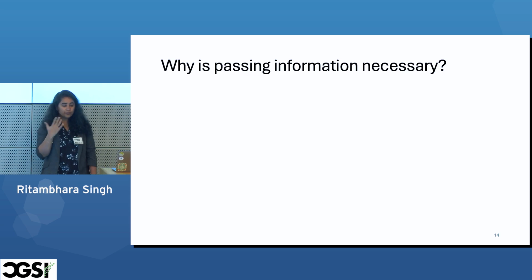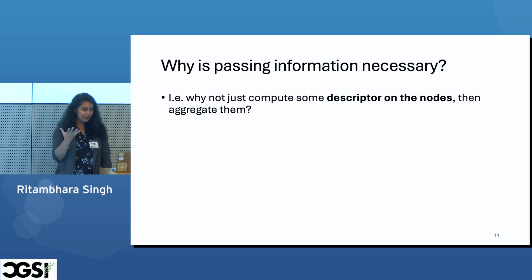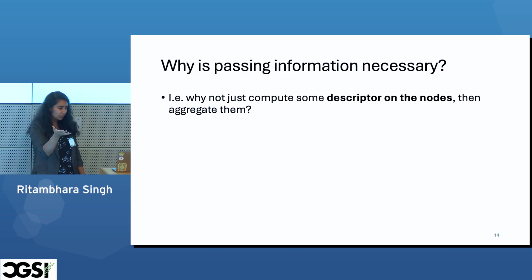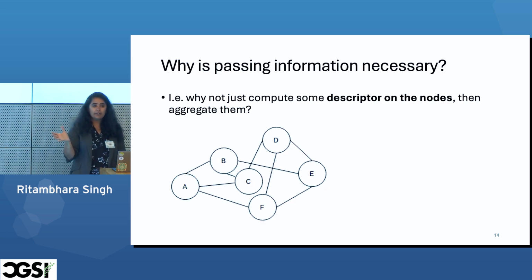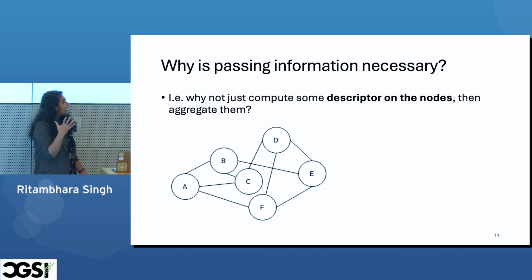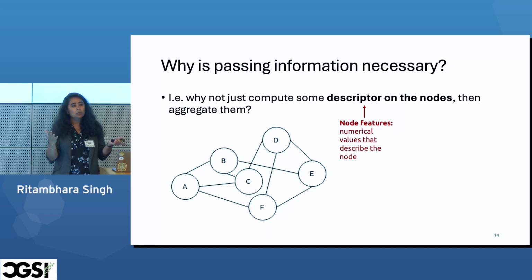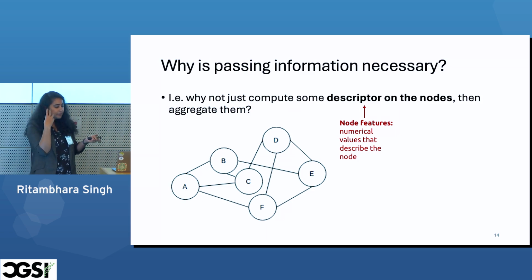So first question is, why do we even want to pass the information? So let me throw an idea at you as how I can summarize information for the graphs, and you tell me what's wrong with it. So suppose I have a graph. Why don't I just aggregate the information about the descriptor on the node? So what do I mean by descriptor on the nodes? Some node features. So some numerical values that describe my node.